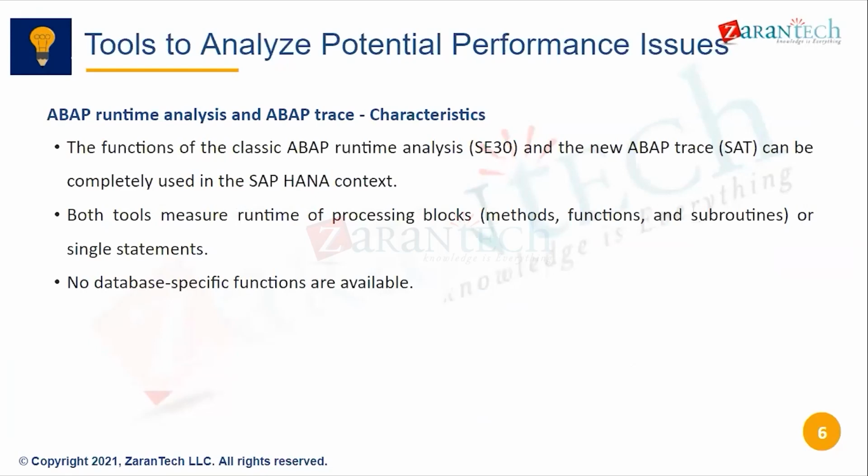The functions of the classic ABAP runtime analysis, which we do in the SE30 T-code. If we want to do an ABAP runtime analysis, we go to the T-code SE30. And we have a new tool called SAT, which takes the ABAP trace and can be completely used in the SAP HANA context. So SAT is a good tool we can use if you want to get the ABAP trace. Both tools function one and the same.